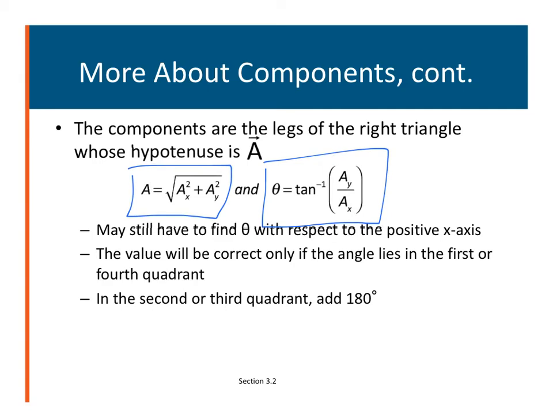Now this is where trig is going to come in handy a little bit. When finding the angle, you still may have to find theta with respect to the positive x-axis. The value will only be correct if the angle lies in the first or fourth quadrant, and if it's in the second or third, we'll have to add 180. And we'll see some examples where this comes into play later.